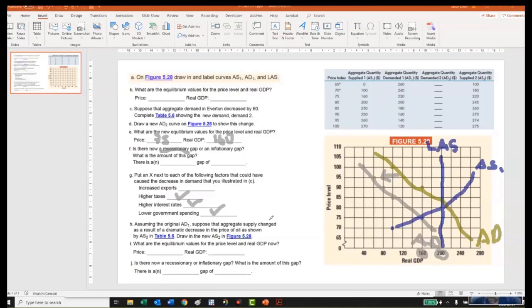Assuming the original aggregate demand curve, AD1, suppose that aggregate supply changed as a result of a dramatic decrease in the price of oil, as shown by AS2 in this table. So we have this new aggregate supply curve. It wants me to draw it in, then figure out the equilibrium values, and then it's going to ask whether it's a recessionary or inflationary gap. I'm not going to bother trying to draw that in here because I think it's going to look a bit messy. But I'll bring up the solution and take a look.